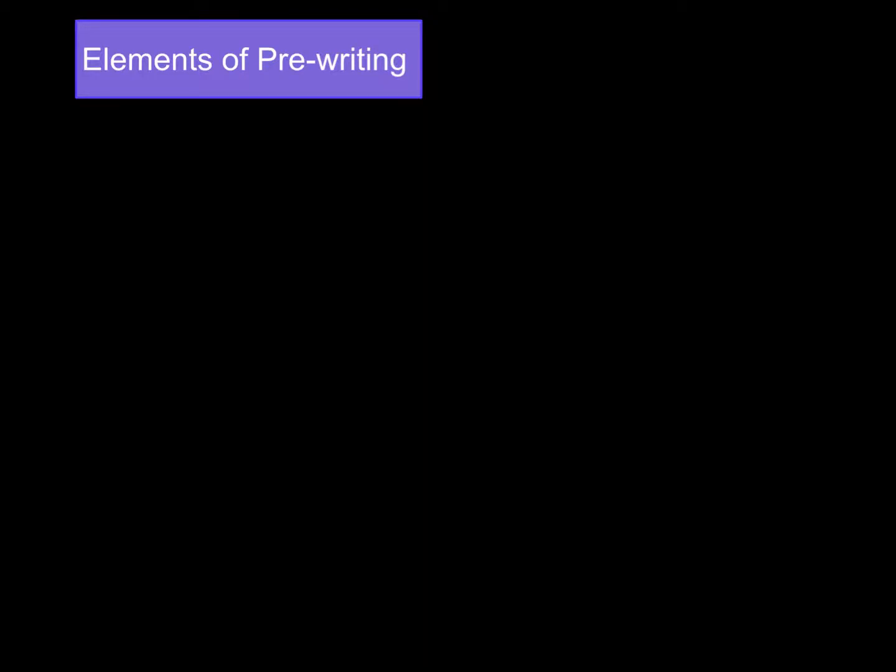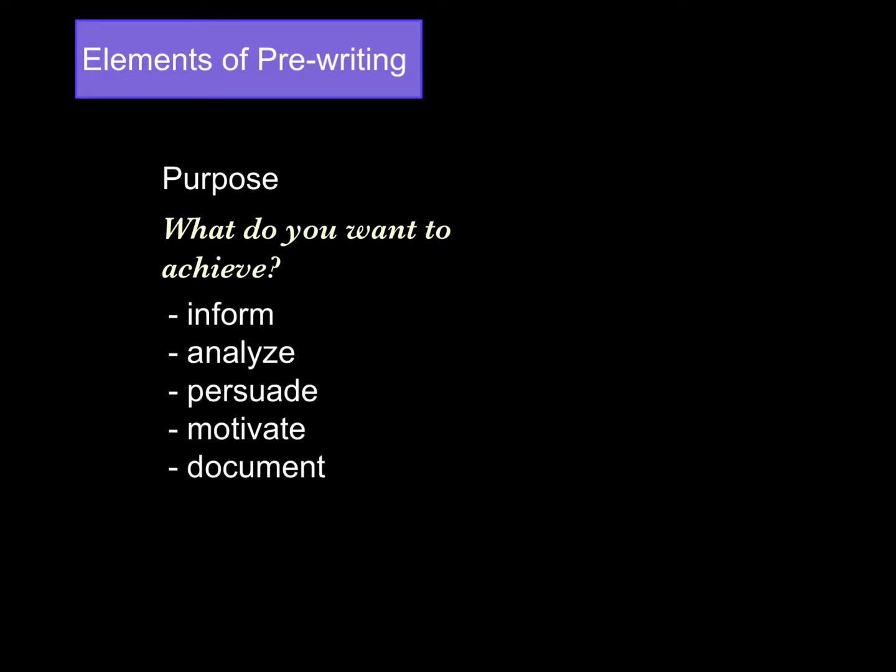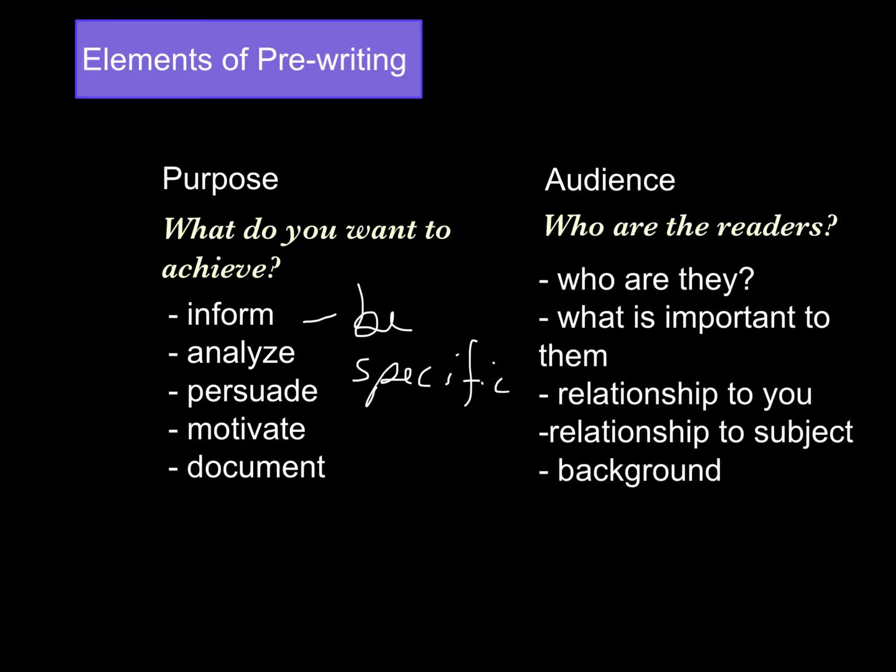What are the things you do during pre-writing? Well, to begin, if you haven't done so already, identify the purpose. What do you want to achieve? Do you want to motivate the readers to do something or inform them about something? Be specific. Then identify who is your audience, who will be the readers, and what are their characteristics.